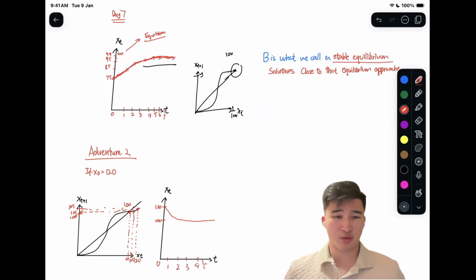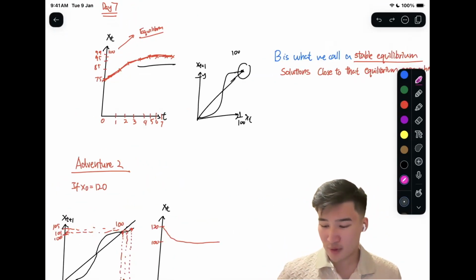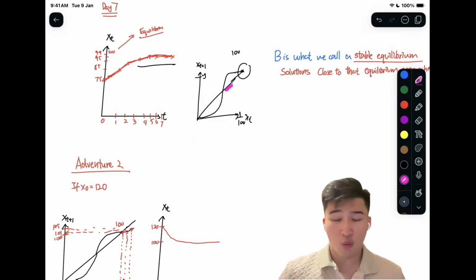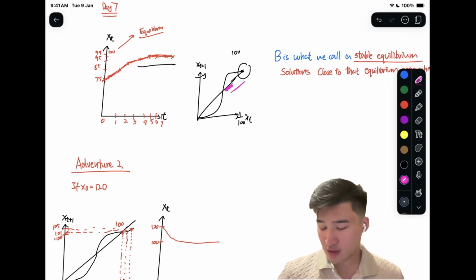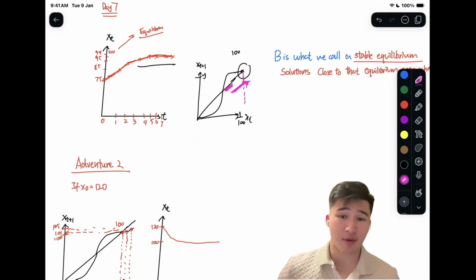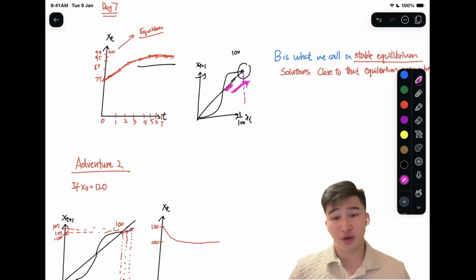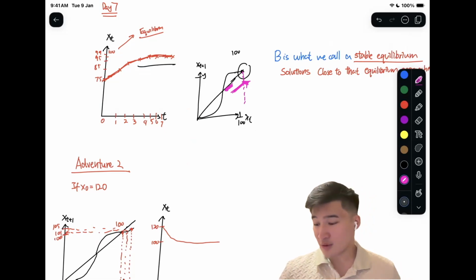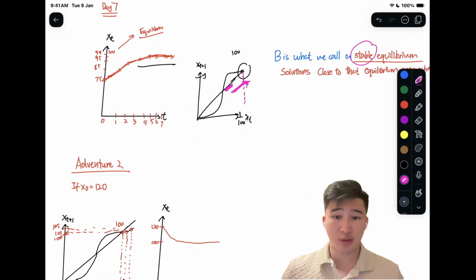So here's a comparison between Adventure 1 and 2. If we start from here or this area, whatever we do, we're going to be pushed towards 100, right? This is our equilibrium point. And that's the fascinating part about an equilibrium point, is that solutions will be pushed to that side. And that's what we call a stable equilibrium.